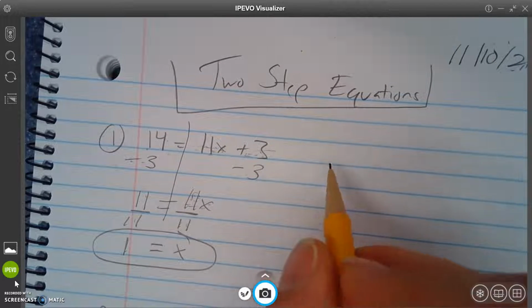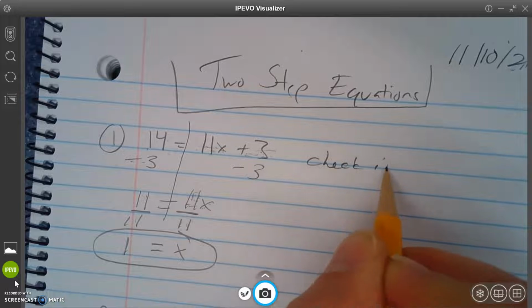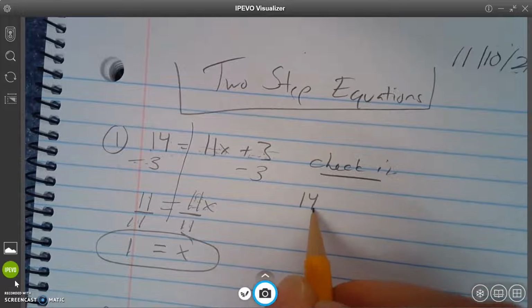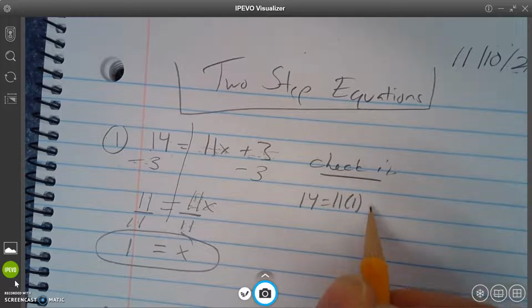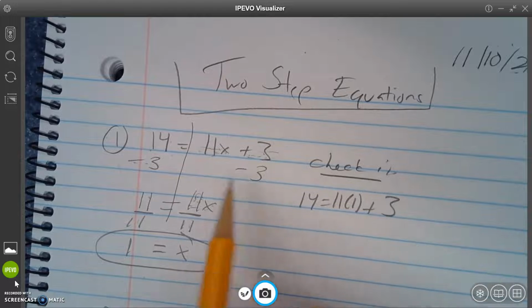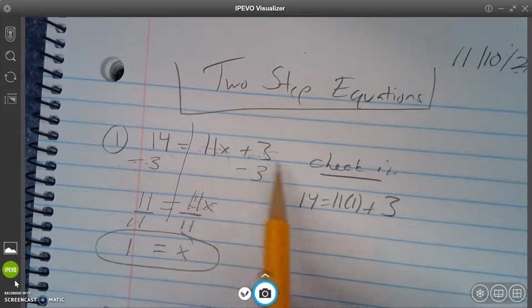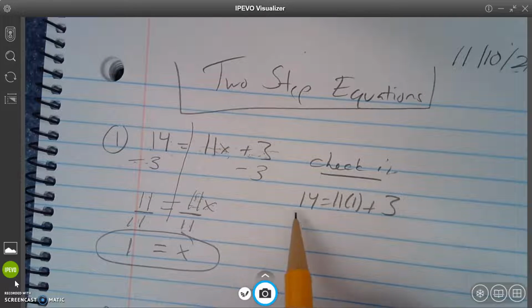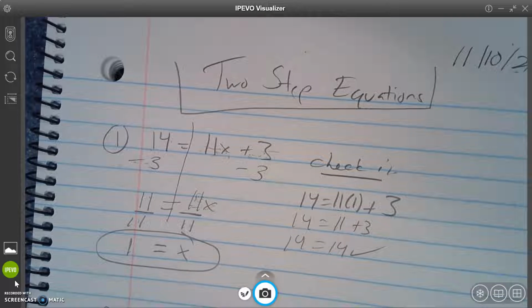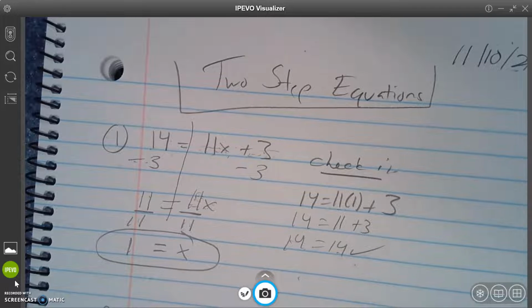Let's check it. 14 equals 11 times 1 plus 3. Is that true? I got 1 for x. I'm plugging it in. 11 times 1 is 11 plus 3 is 14. 14 equals 14. I got it right. Same thing on the left and the right. That is an equivalent statement. Cool. All right, let's try number 2.